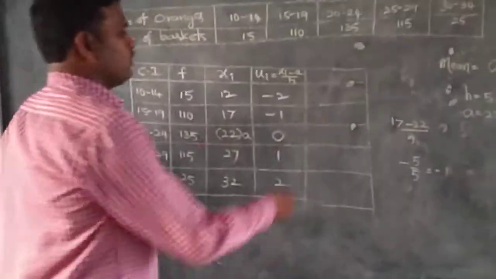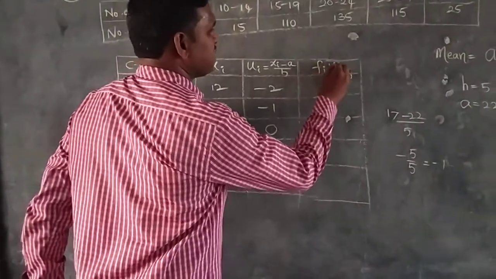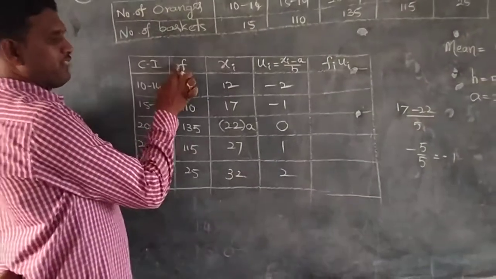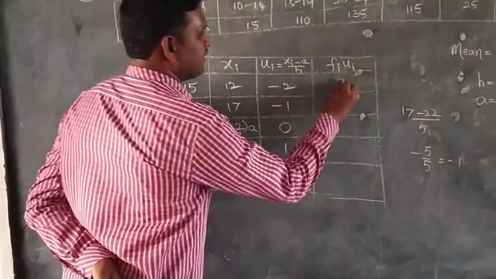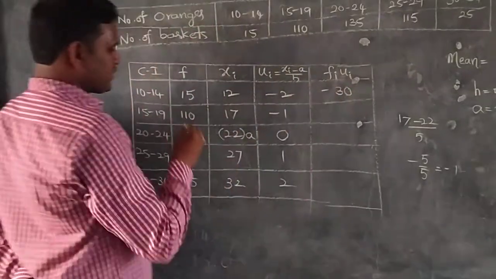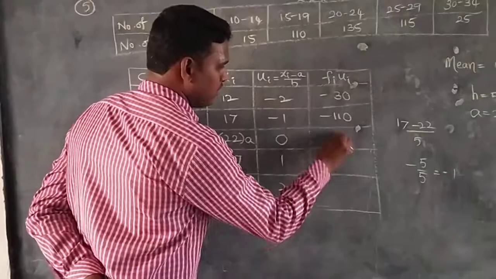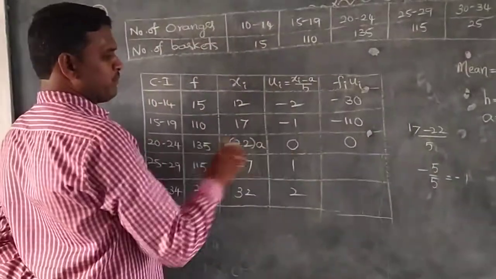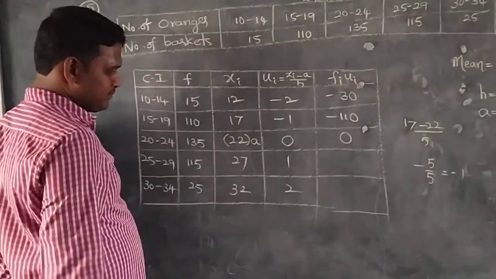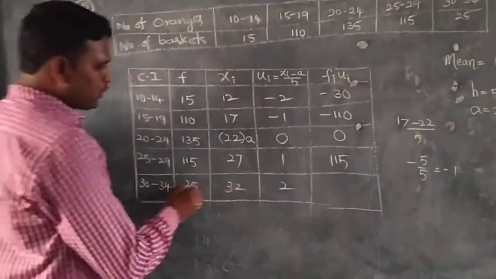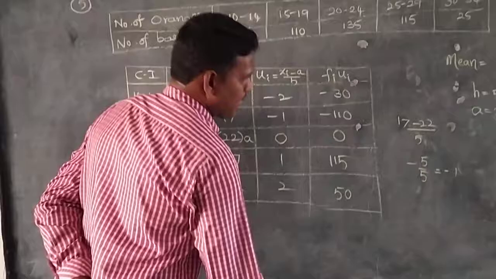Now, let us multiply the frequencies with ui. Don't multiply xi. We need to take fi. That is, 15 twos are 30, with a minus sign. 110 ones are minus 110. This is 0, directly you get 0. Don't multiply, if you multiply you will get 135. Then 115 into 1 is 115. 25 twos are 50.